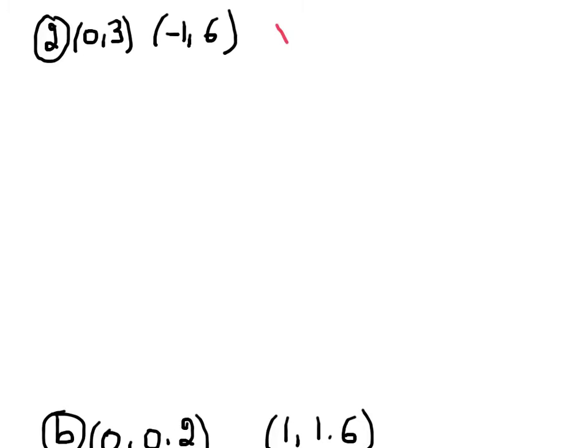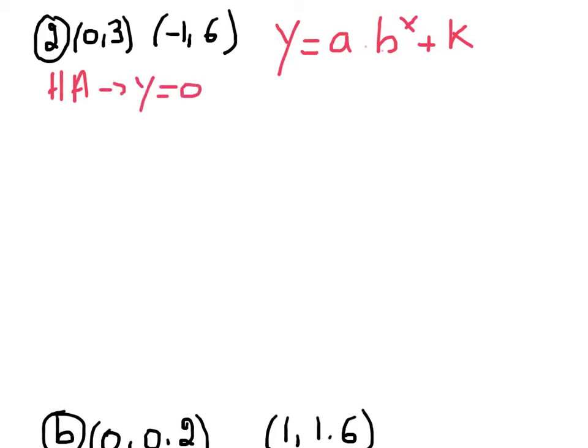Number 2, I need you to write the function y equals a times b to the x plus k. I need you guys to know that when the horizontal asymptote is not given to you, we're going to assume the horizontal asymptote is at y equals 0. And because y equals 0, that means k is 0. If you use the first point, the y-intercept 0, 3, you will get a equals 3.